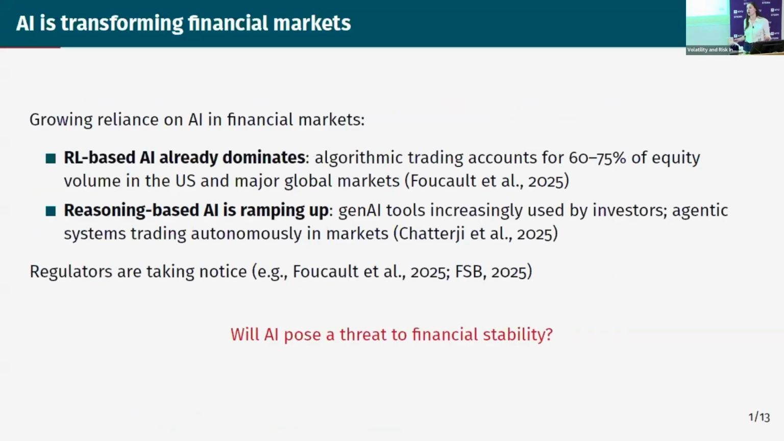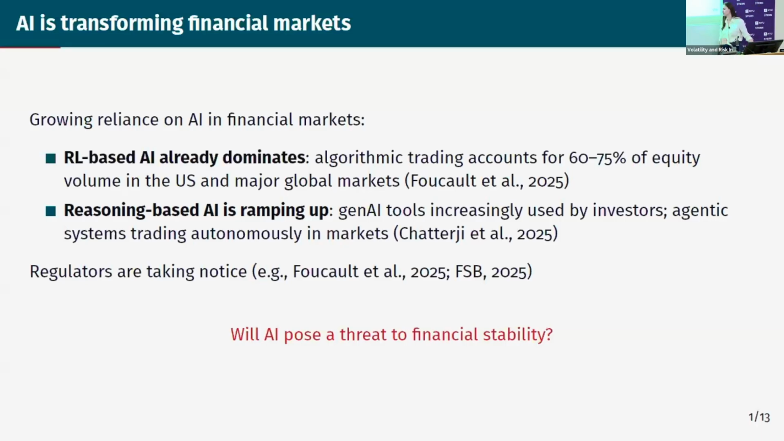I'm not going to shock anyone by saying that AI is transforming financial markets and has been doing so for quite some time and ramping up in the past couple of years. When I say AI, I mean different AI architectures. For example, reinforcement learning already dominates algorithmic trading, but reasoning-based AI, such as LLMs and LLM-driven agents, are also ramping up. You see more and more use cases within financial markets, so it's on the rise as well.